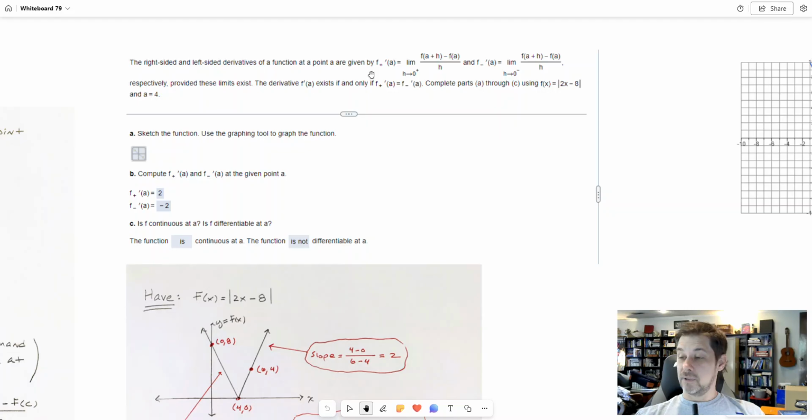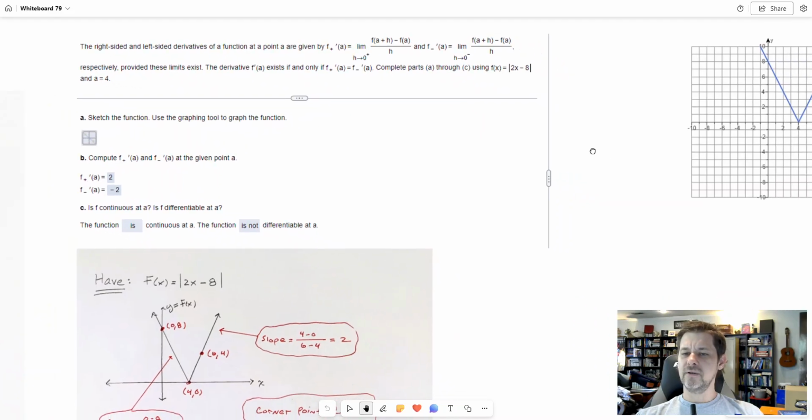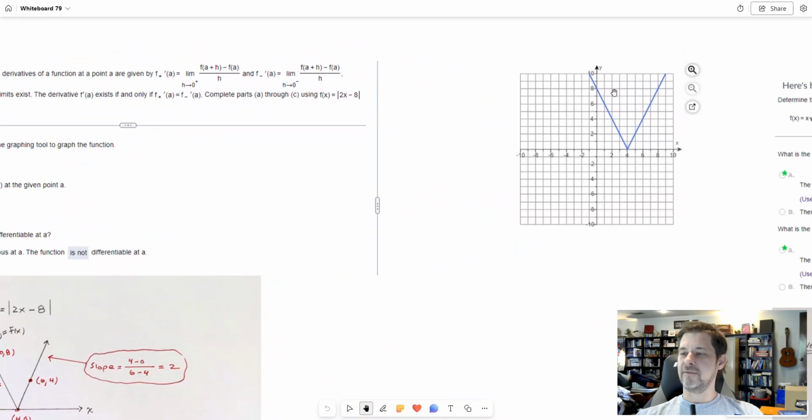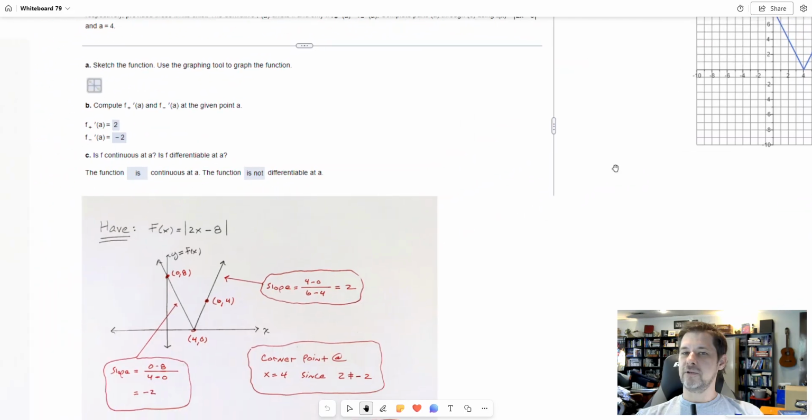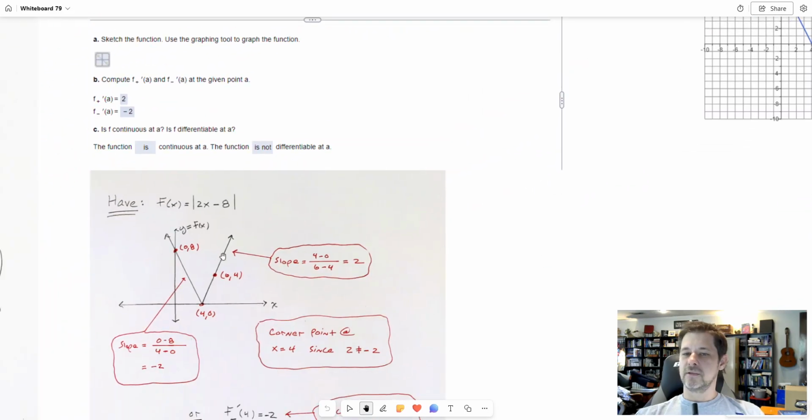Which I suppose, if you read this question, would give you the impression that we have to calculate them that way, but we don't. All right. So my curve is f of x is absolute value of 2x minus 8. And I noticed that they provided me a graph here, but I would like to redraw the graph. Okay. So here's my recreation of the graph, and I've labeled some points there in red.